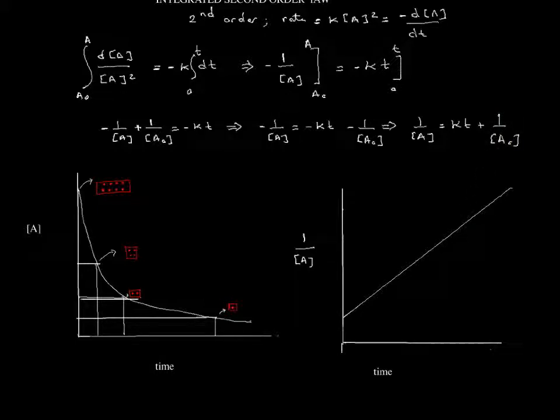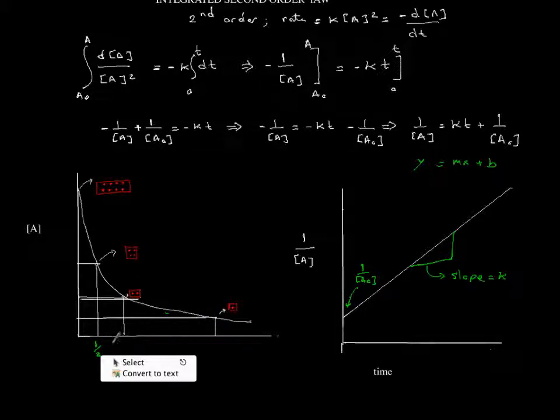So the slope this time is k, because this is mx plus b, and this is your y. The intercept here is 1 over A0. This is why your graph of A versus time for second order looks like this. They get closer to the x-axis and y-axis as the reactant is being consumed, and your half-lives are constantly getting bigger.